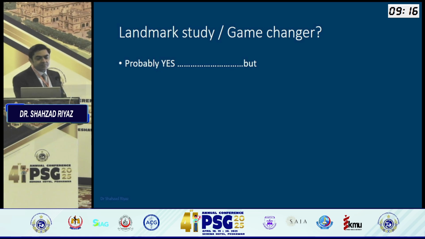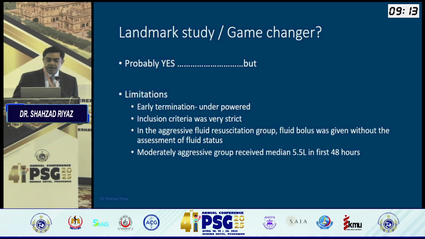So is this a landmark study, game changer? Probably yes. However, it does have its limitations. The first limitation I mentioned, that because of the findings, it was terminated early and therefore it is underpowered. The inclusion criteria was very strict. In the aggressive fluid hydration group, the fluid bolus was given without the assessment of the fluid status, whereas in the moderately aggressive group, the patients were given fluid bolus only if they were hypovolemic. And also, if you look at the moderately aggressive group, they were also given a decent amount of fluid at roughly 5.5 liters in the first 24 hours.